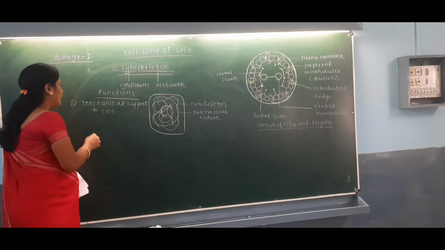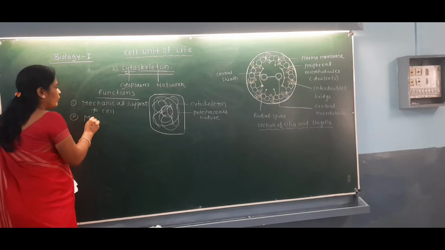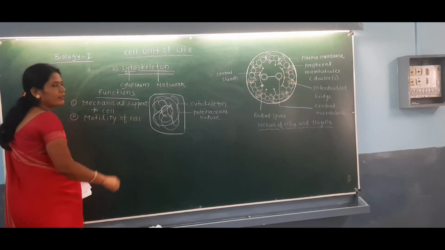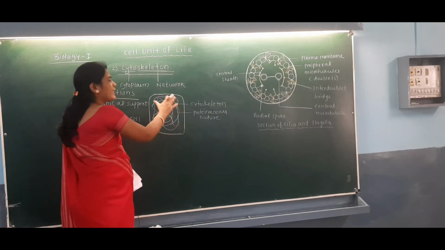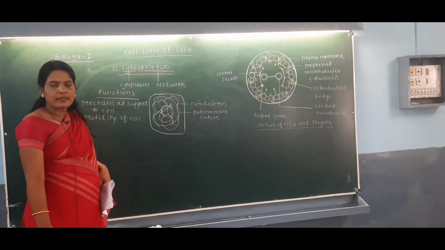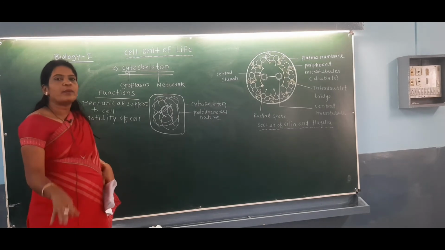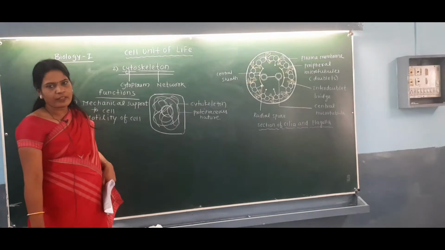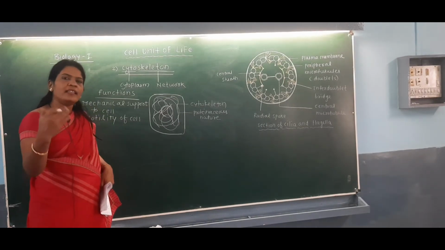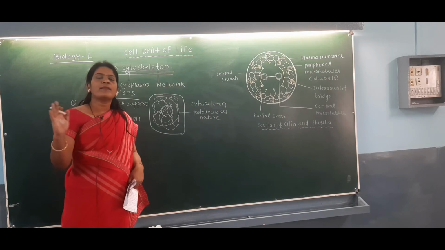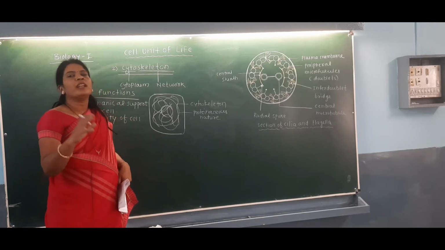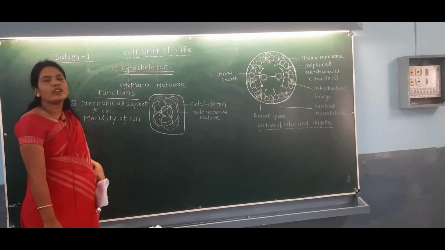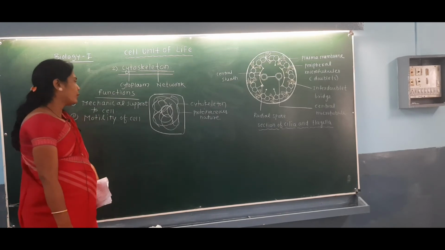Okay, next, it is responsible for the motility of the cell. Motility means movement, whether the cell itself can move with the help of the cytoskeleton, or the fluid present inside the cell can be moved with its help. So motility means any type of movement, whether it is a movement of the cell or of the internal structures of the cell, it is due to the cytoskeleton. So the second function of the cytoskeleton is motility.